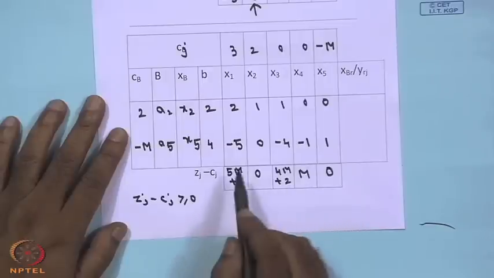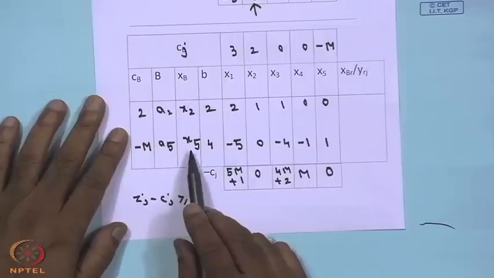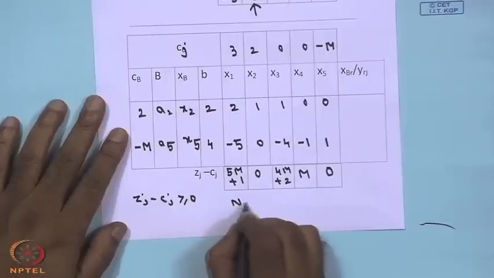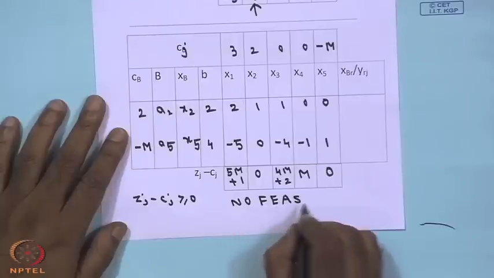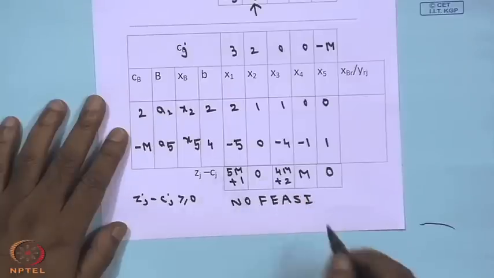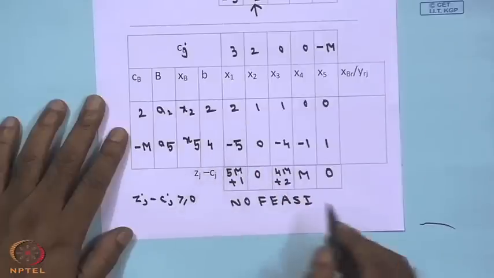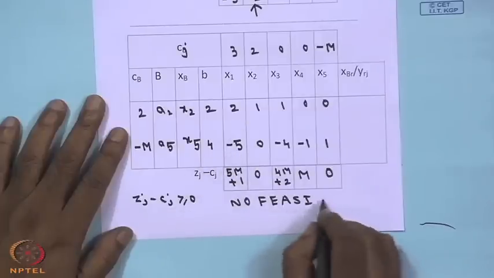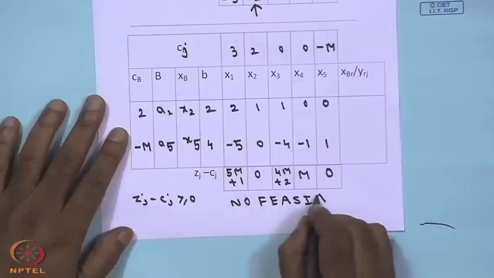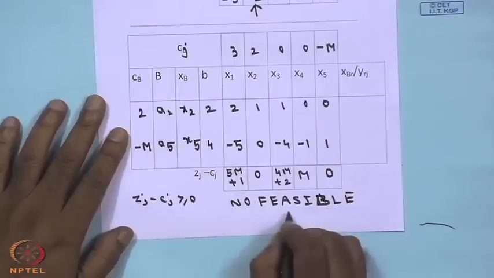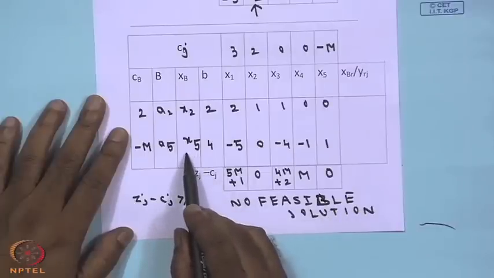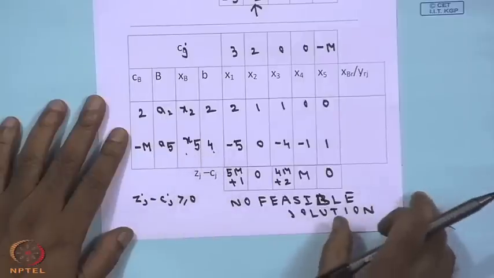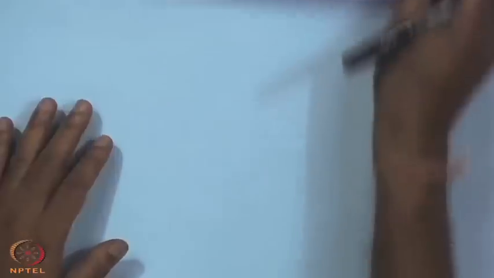So, here the artificial variable is present in the basis. Therefore, this will have no feasible solution. Please note this one. Since the artificial variable is present here without 0 value, so with some non-negative value or not equals 0, this will have no feasible solution. Since the artificial variable x5 is present and whose value is greater than 0, no feasible solution will occur.